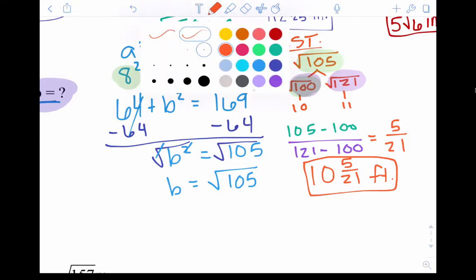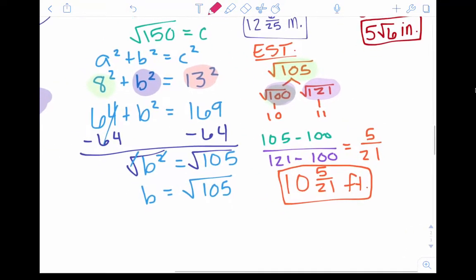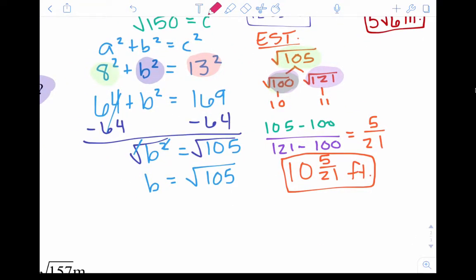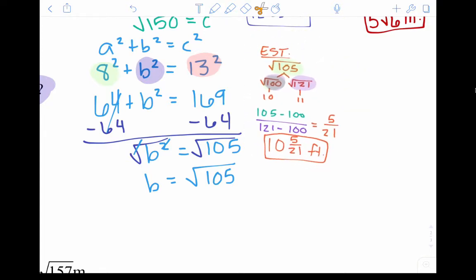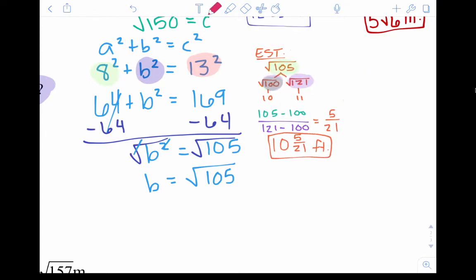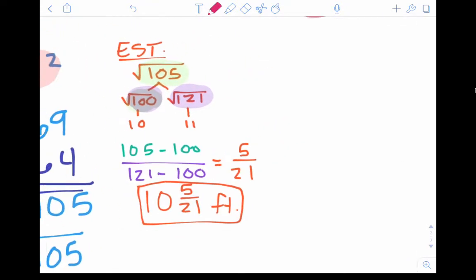I'm almost there. I just have one more step I need to do on this problem. I need to simplify it. So let me make this smaller. And now to simplify it, I need to make my factor tree.